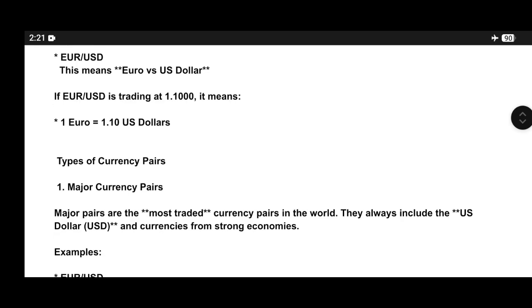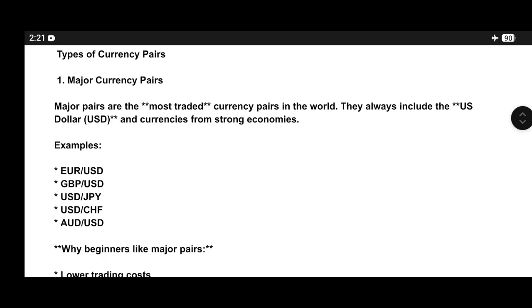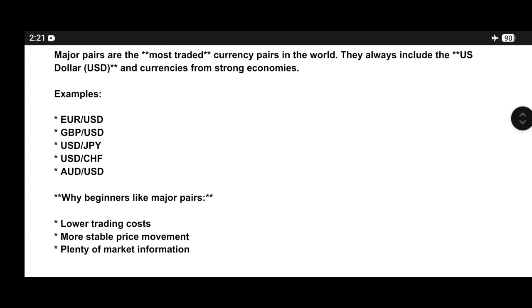Types of currency pairs. Number 1, we have major currency pairs. Major pairs are the most traded currency pairs in the world. They always include the US dollar, which is the USD, and currency from strong economies. Here is a list of major currency pair examples. These are the Euro USD, the GBP USD, the USD JPY, the USD Swiss franc, and the AUD USD.